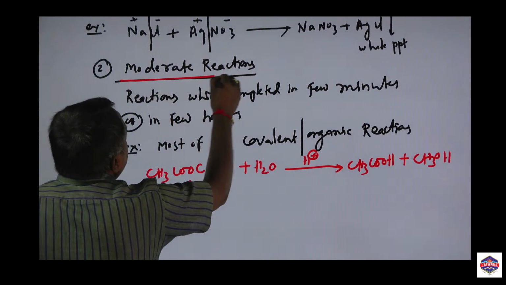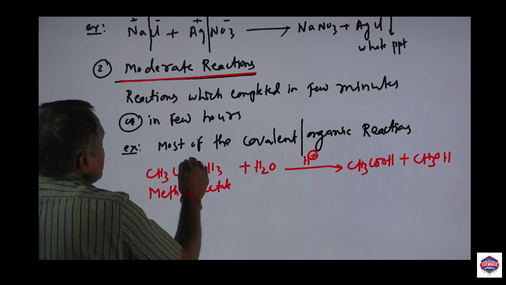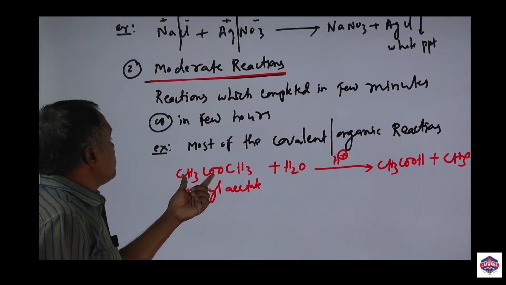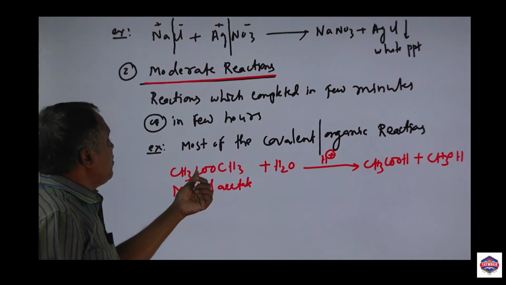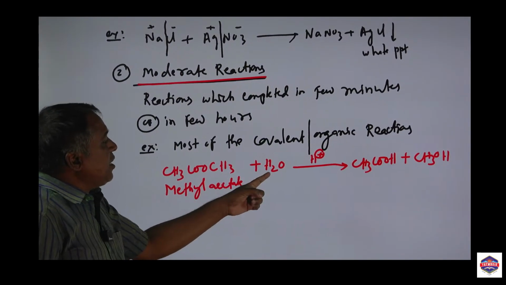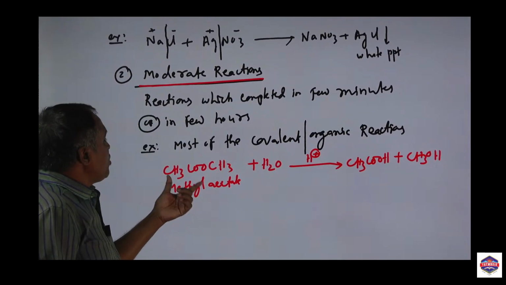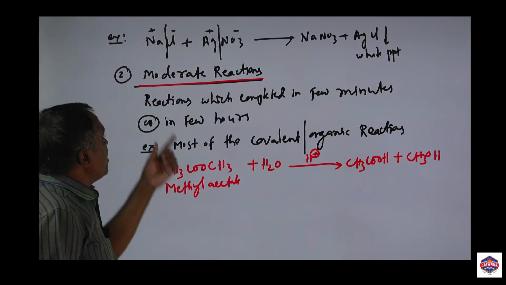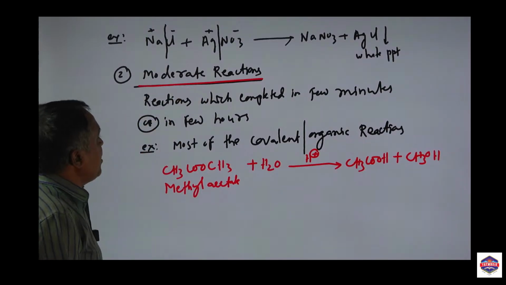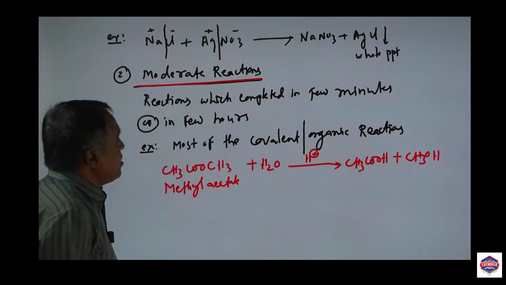So why is it a moderate reaction? In this, ions are not separated because bonds are covalent. In between the carbon and hydrogen or in between the carbon and oxygen, all these bonds are covalent bonds, and H2O is also a covalent molecule. Therefore we need some energy to break these bonds. That's why this reaction occurs under moderate conditions, moderate timings. For example, a few hours or a few minutes.